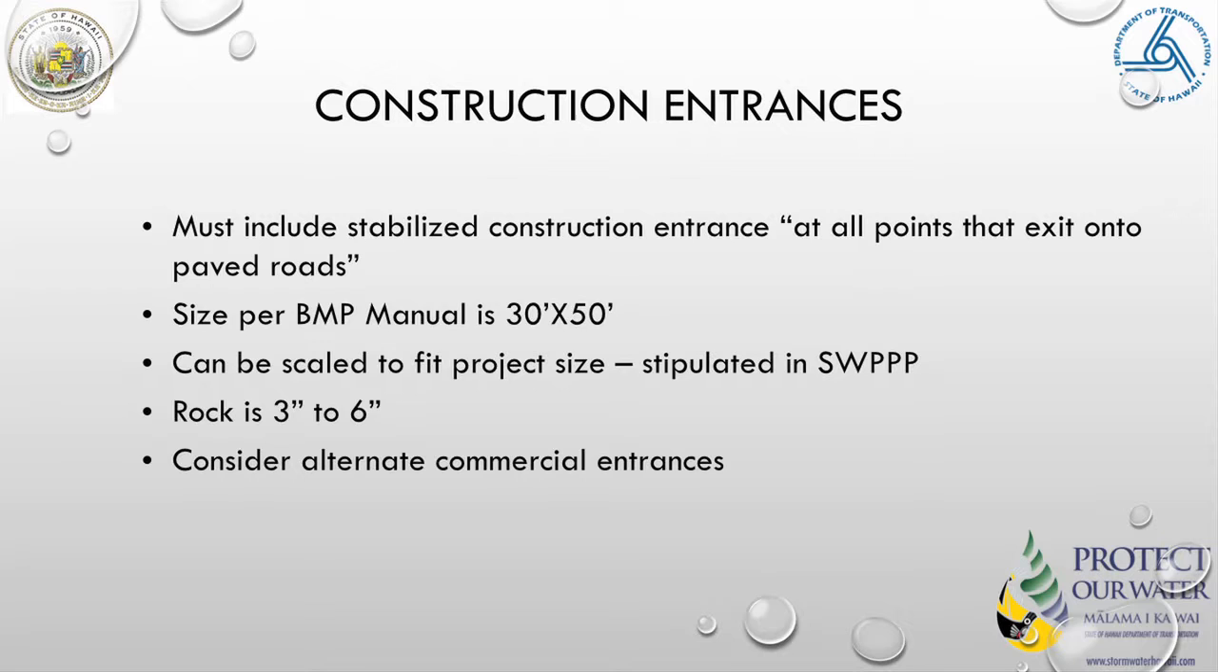Construction entrances. Again, all points that exit onto paved roads. The size in the manual says 30 by 50 feet. On some projects, that might be a whole project area. So you can scale it to the size of your project, provided you stipulate the size in your SWIP. Rock needs to be 3 to 6. And consider alternative commercial stuff.